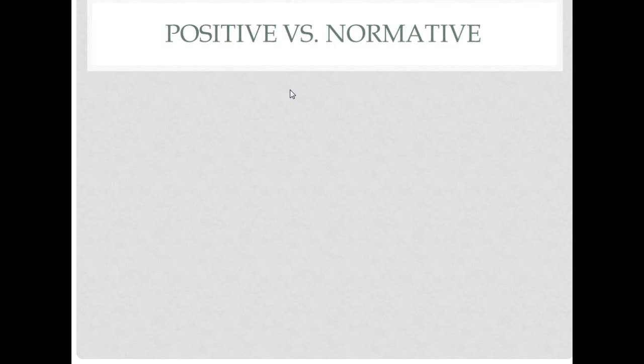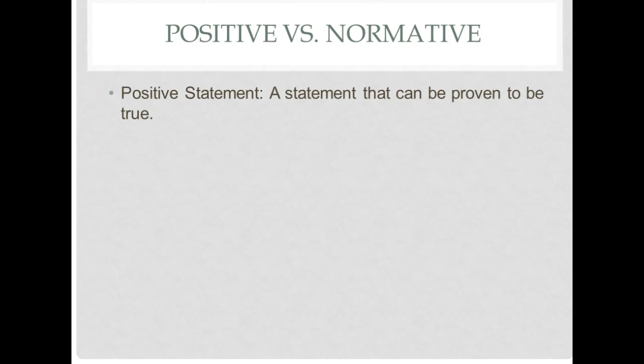Okay, there's one more important concept that we need to know before we wrap up this first lesson, and that's the difference between what we call positive statements and normative statements. In economics, we make a lot of assertions and a lot of statements, and there are two different types. The first is what's called a positive statement, and that is a statement that can be proven to be true.